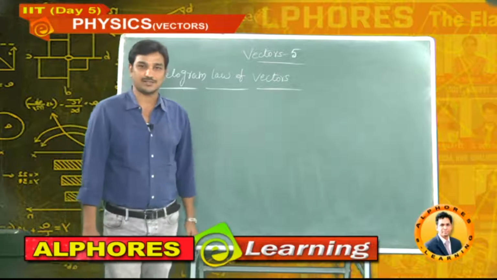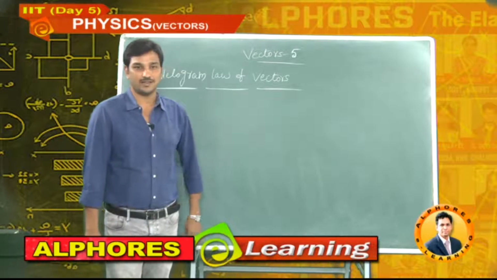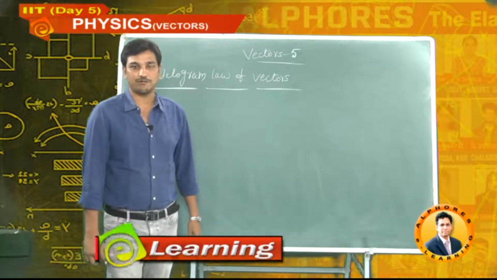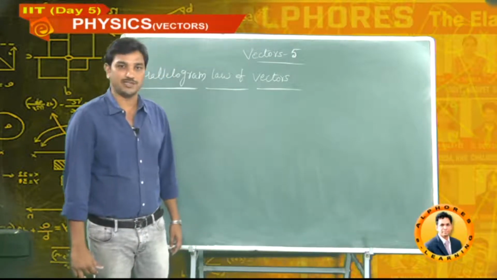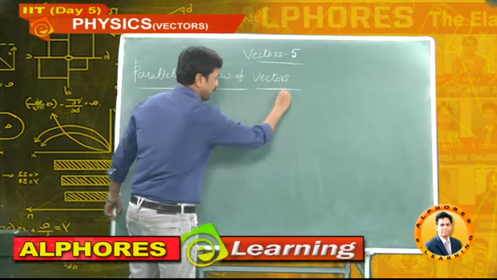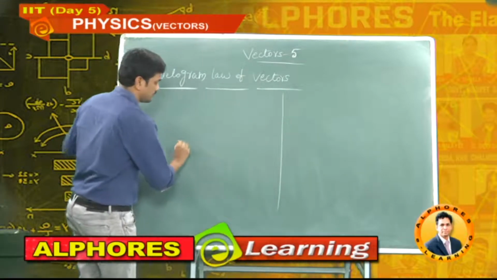So last class we went through the parallelogram law of vectors, and the proof we already did. Now, extension of the parallelogram law, further points we will discuss now. Once again, what exactly is the parallelogram law of vectors?